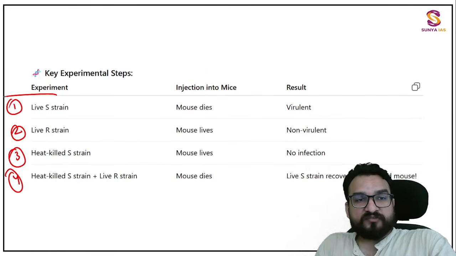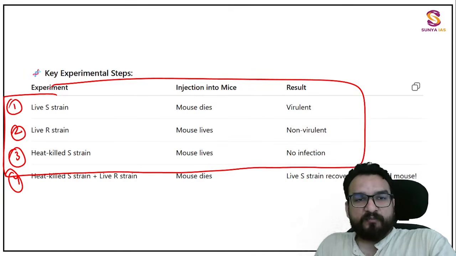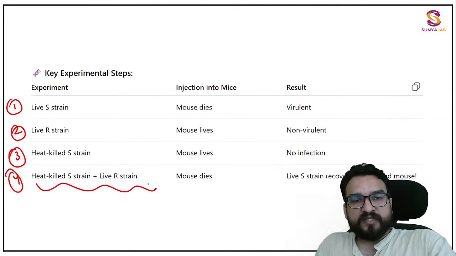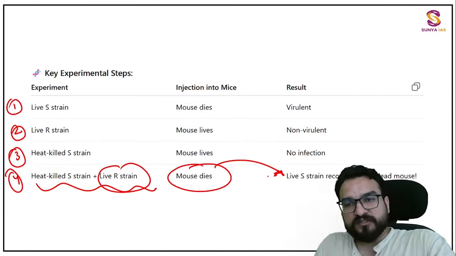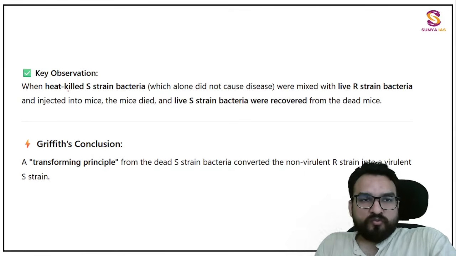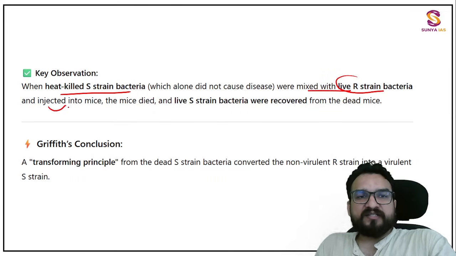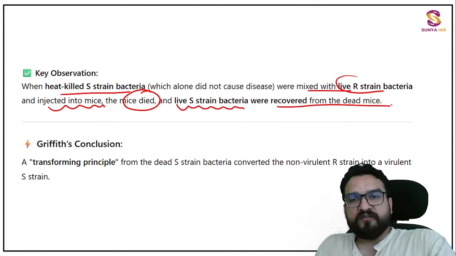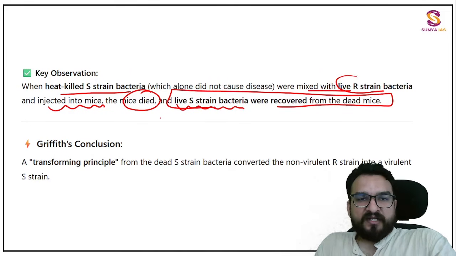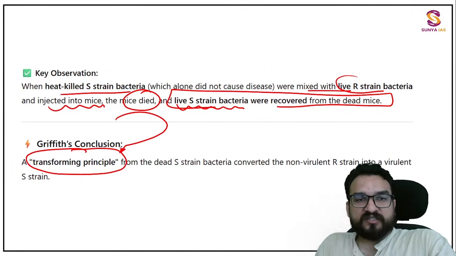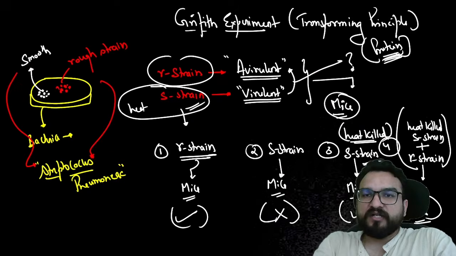The question was, 3 cases were as expected, but with the fourth case, heat killed S strain and live R strain, what happened? Mouse dies, and this was the cause of concern over here. So when heat killed S strain was mixed with live R strain bacteria and injected into mice, the mice died. That means live S strain bacteria were recovered from the dead mice, right? And this means that something has transformed, and that's why he gave this transforming principle which I was telling you about over here. Transforming principle.